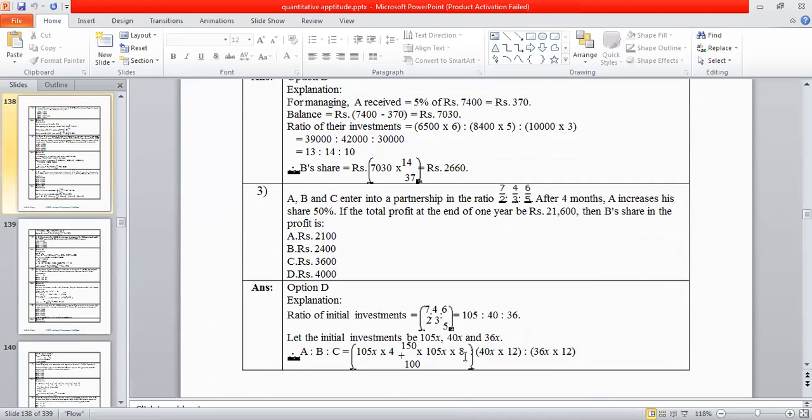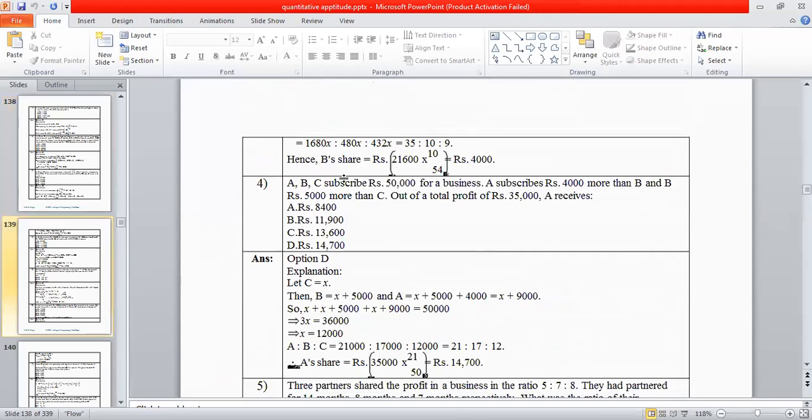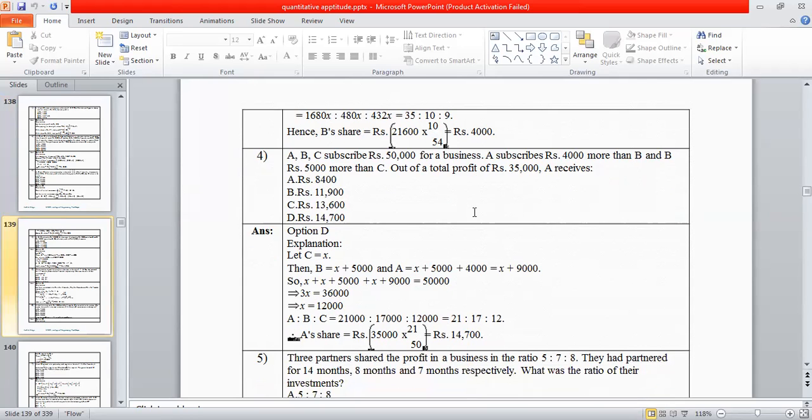Okay, so by calculating it we get, look at this. First, 105x into 4, it has been calculated here: 1680x is to 480x is to 432x. After simplification you will get 35 is to 10 is to 9, and B's share will be rupees 21,600 into 10 divided by 54, and you will get the final answer, that is 4,000. Okay, all these examples have been solved.